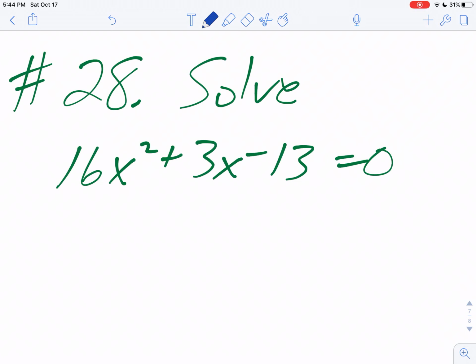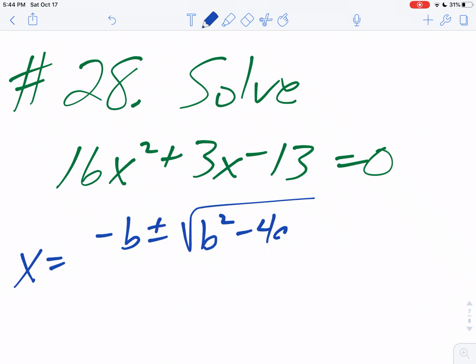So number 28 here on my assignment, this looks like it might factor, but I don't want to deal with this 13. So I'm going to go ahead and use the quadratic formula. The quadratic formula looks like this. It's in your textbook. I'm sure it's in the notes.